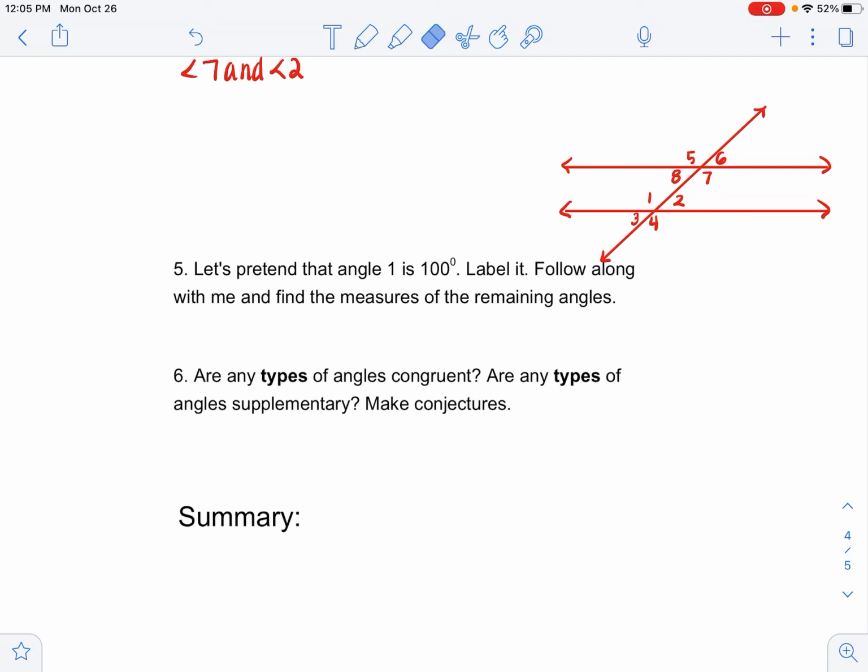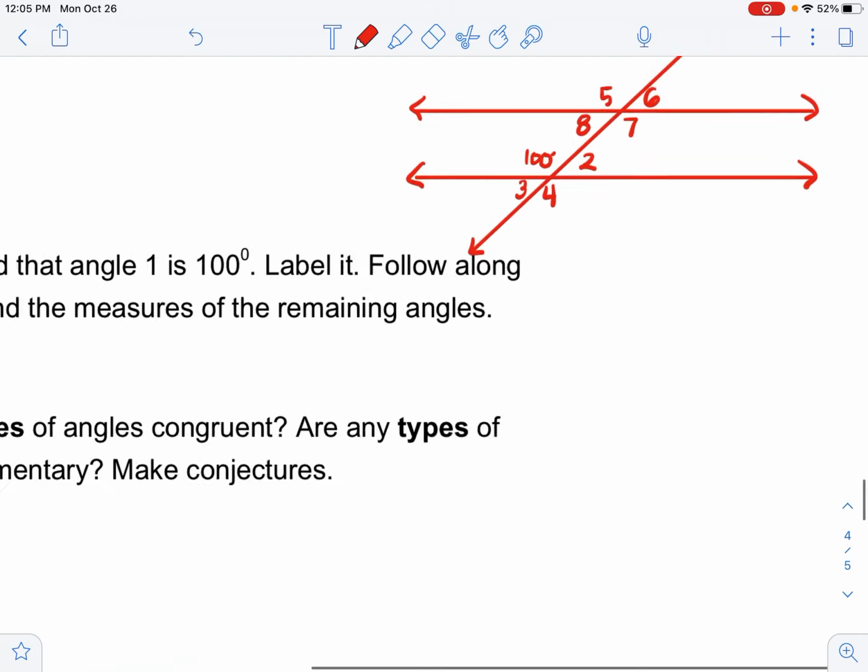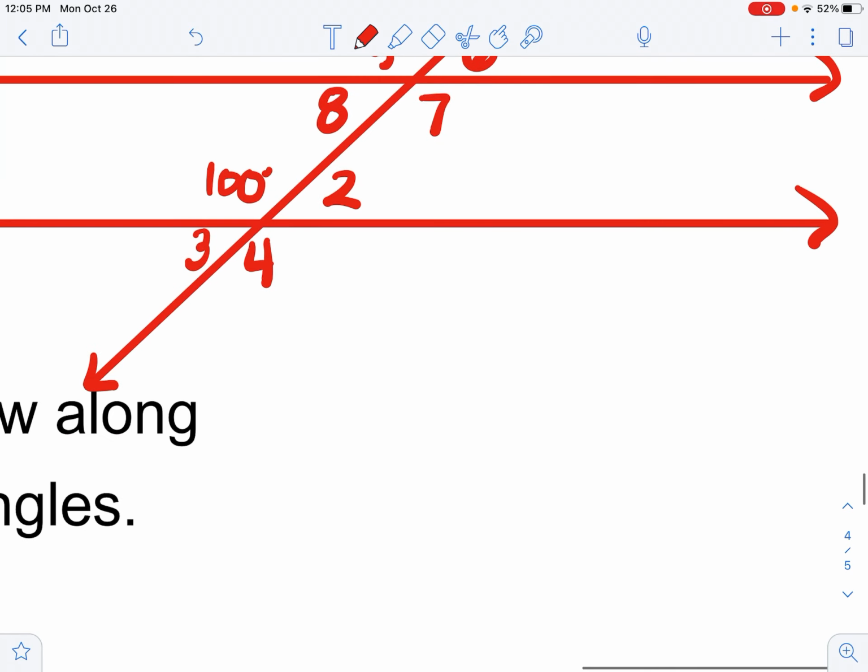Let's label it. So I'm going to go through here and delete. I'm going to put 100 degrees. Okay? Follow along with me. Find the measures of any remaining angles that you know.